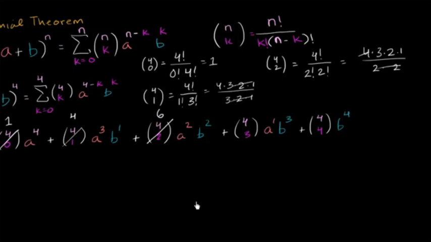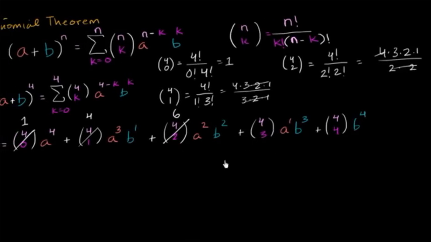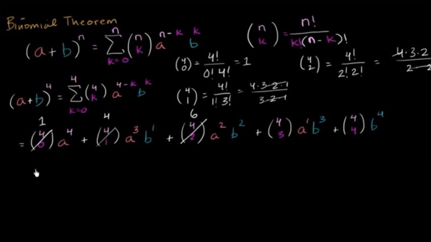And then what is 4 choose 3? Actually, I'll use some space down here. 4 choose 3 is equal to 4 factorial over 3 factorial times 4 minus 3 factorial. So that's just going to be 1 factorial. Well, we already figured out what that is. That's the same thing as this right over here. You just swap the 1 factorial and the 3 factorial. So we already figured out that this is going to be equal to 4.